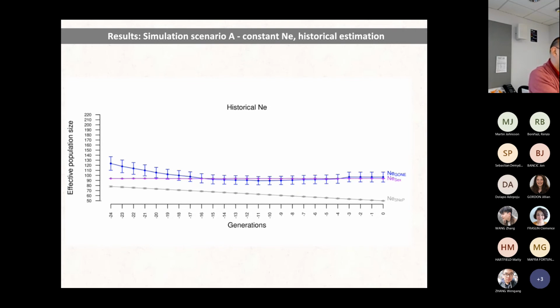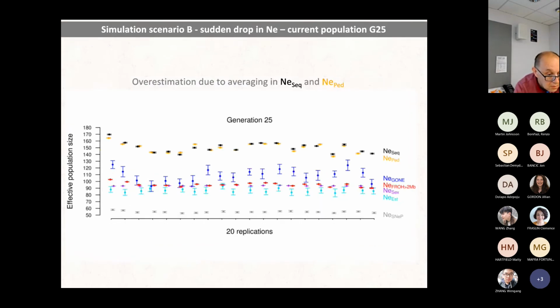So you are happy with the number that you are getting for effective population size, 12,000, for example? Sorry, what's that? In the real data, you are getting a number.